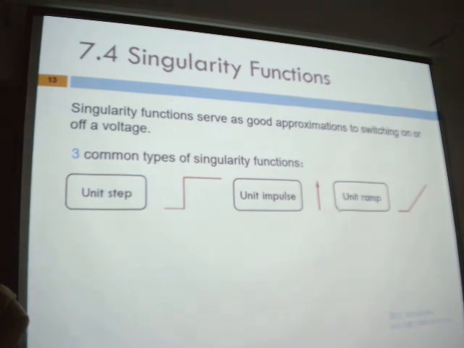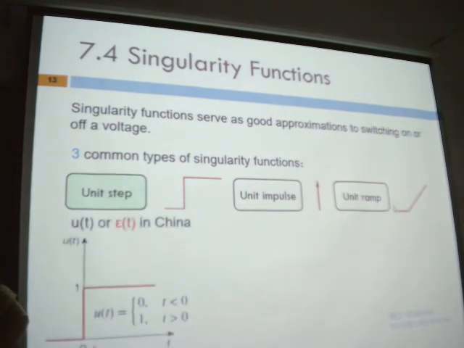We can look at this figure and we will see the feature of the unit step is like this. It's a 90-degree angle here and 90-degree angle here. And for this one, it's an arrow pointed to the sky. And this one is a slope, right? Yes. And in China, we use u(t) or ε(t) instead of the unit step.